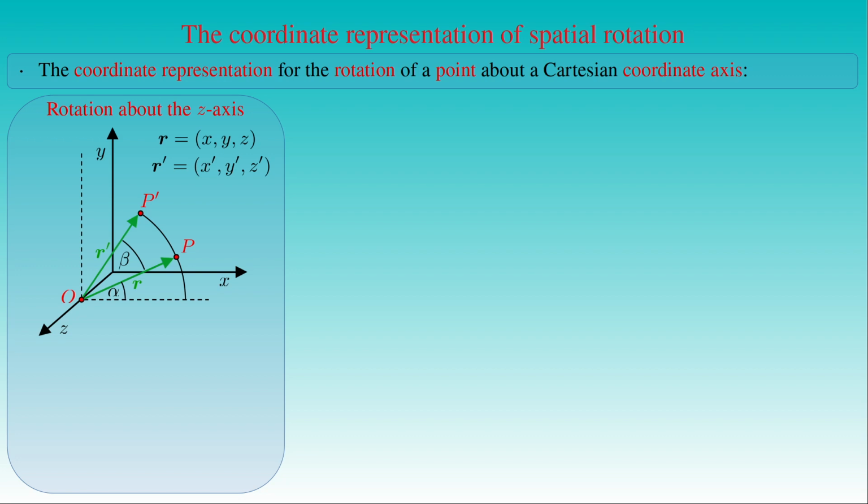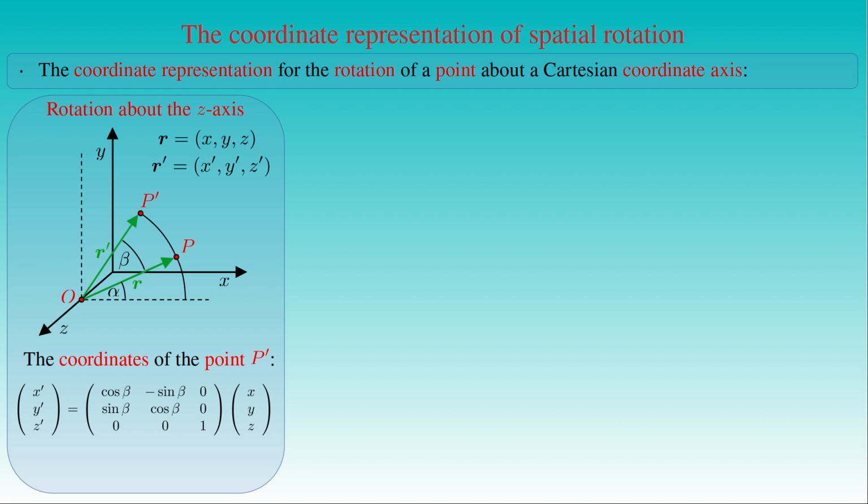We can extend this two-dimensional equation to a three-dimensional one if we take into account the fact that the z-coordinate of the point P is invariant under the rotation, that is z' is equal to z. As a result, we can write the coordinates of the point P' given by the column vector of the coordinates x', y' and z' as the product of a 3 times 3 matrix and the column vector of the coordinates x, y and z.